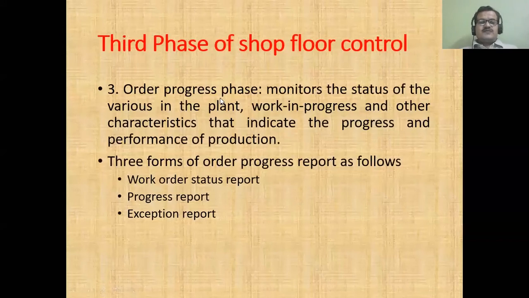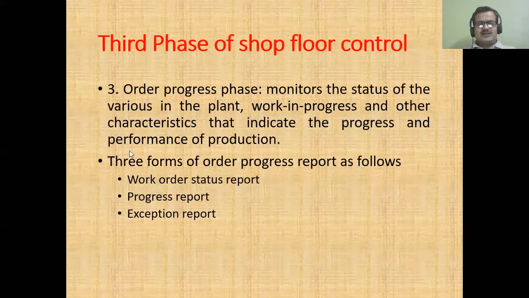Then the order progress phase. Once the order is released, it is scheduled. You must see to it that progress is being made properly. So here we are monitoring the status of the progress, basically, how many parts are being produced, how many parts are there in work in progress, whether any difficulty is there, whether we will be able to meet the deadline or not, whether we need to increase the capacity, whether we need to add some workers to increase the speed, or the work which is going on is satisfactory, and like that.